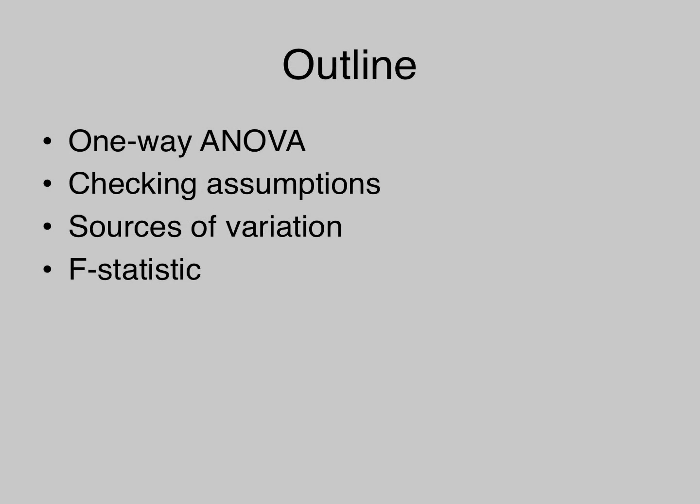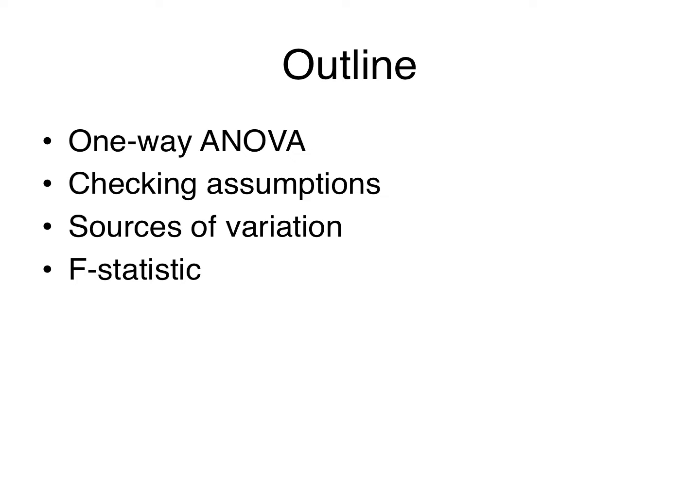Tutorial 7. In this tutorial, we're going to introduce one-way ANOVA, or one-way analysis of variance. We're going to talk about checking assumptions for one-way ANOVA, the different sources of variation, and the F-statistic.